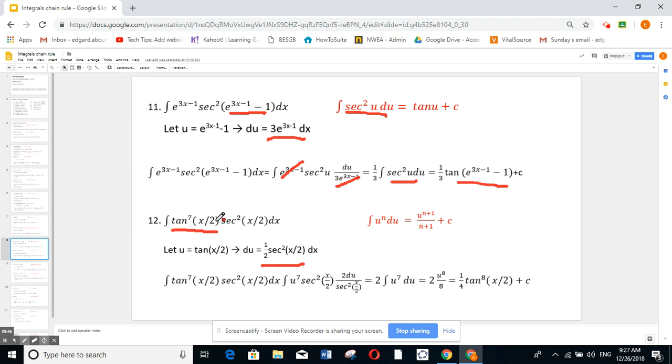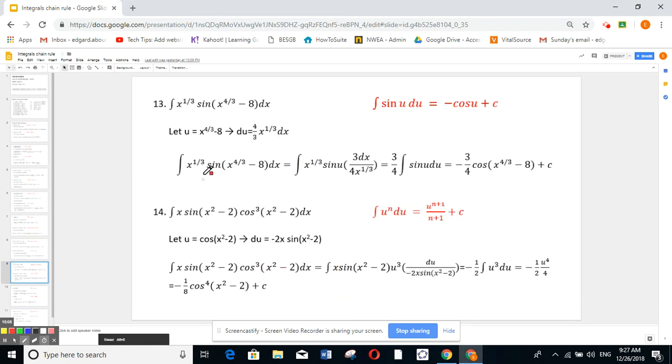If you do it, u^7 secant square of x over 2, and dx is du, if you cross multiply, 2 du over secant square. As you can see, I'm canceling here, 2 outside. It's of the form u^n, so it's u^8 over 8, where u is tangent of x over 2.